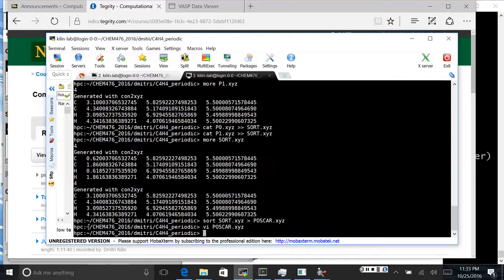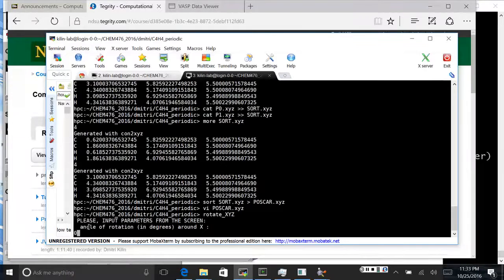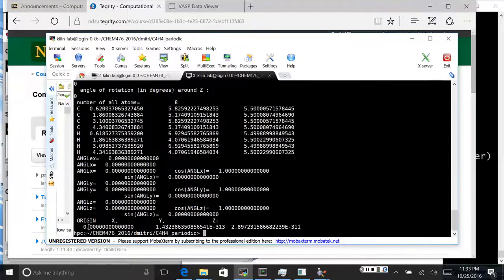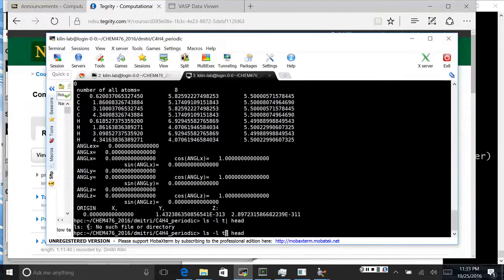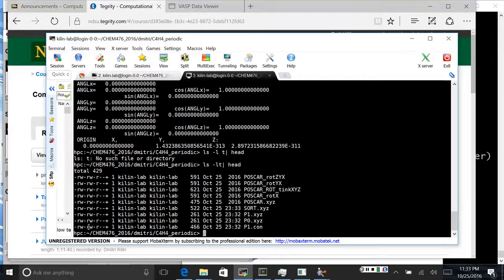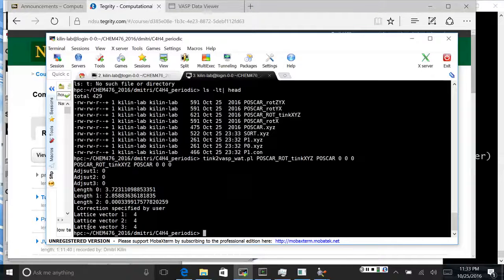Right. Now we do the standard thing. Rotate XYZ, 0, enter, 0, enter, 0, enter. OK. We have several files that we are processing into POSCAR in a standard way. xyz to vasp, POSCAR_rotated into POSCAR. We are putting zeros just for the beginning. Later we are going to add adjustment data.